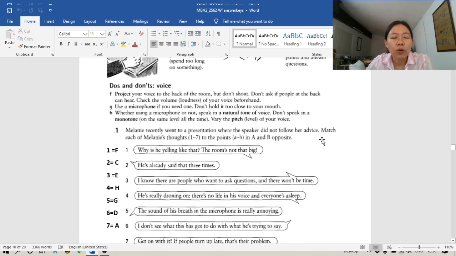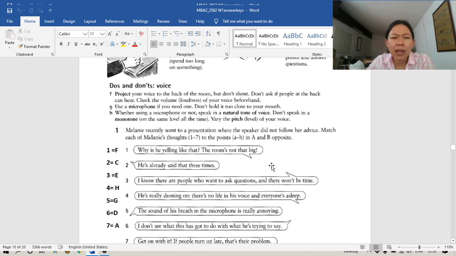So the first problem is, why is he yelling like that? The room is not that big. So this person has a problem with... The answer is projecting his voice. He doesn't know how to project his voice. He doesn't know how loud his voice is, so he decided to shout instead of talking in a natural tone of voice.